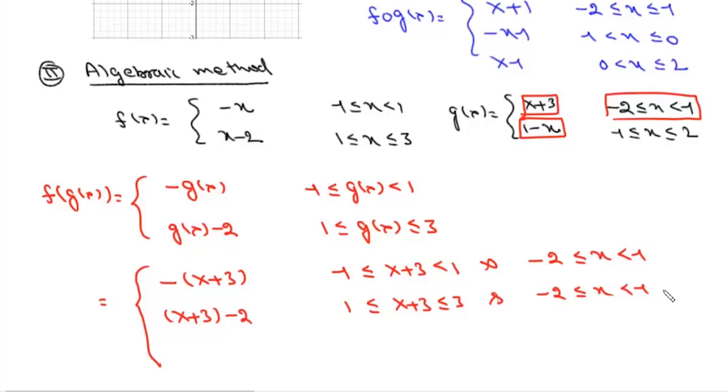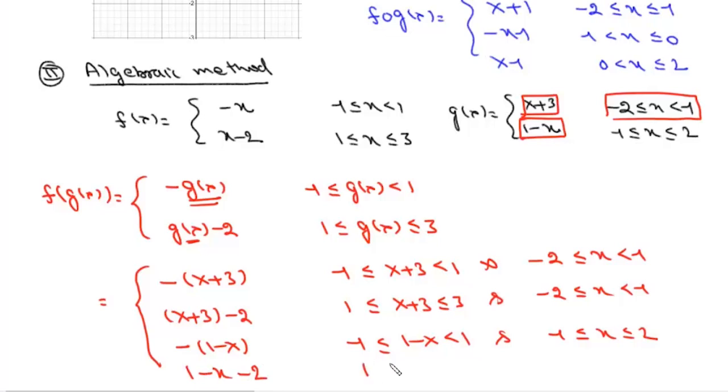Our next definition is 1 minus x. Now we'll put 1 minus x in the first one. So it'll be minus 1 minus x and then minus 1, where 1 minus x is less than 1. And here the condition is the value of x must lie between minus 1 and 2. And then this definition will go into the second part. So it'll be 1 minus x minus 2 when 1 is less than 1 minus x is less than or equal to 3, and minus 1 is less than x is less than or equal to 2.